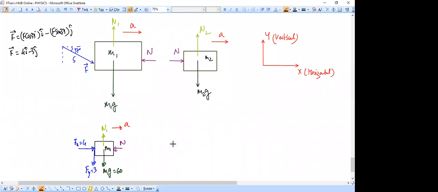Similarly, the situation for the block M2 is somewhat simpler, because only the normal reaction by which M1 is pushing it is giving it horizontal acceleration. So there is only one horizontal force on it. Now this and this are an action reaction pair. So keep in mind, these are an action reaction pair. So they are equal and opposite. Okay.